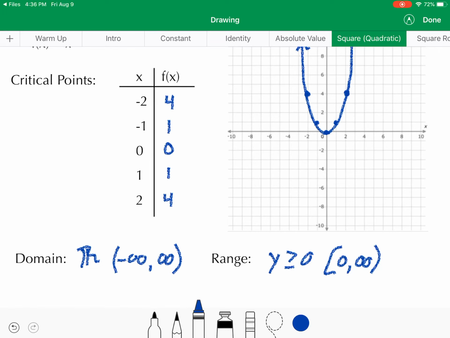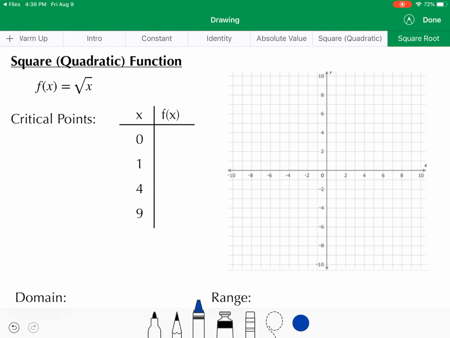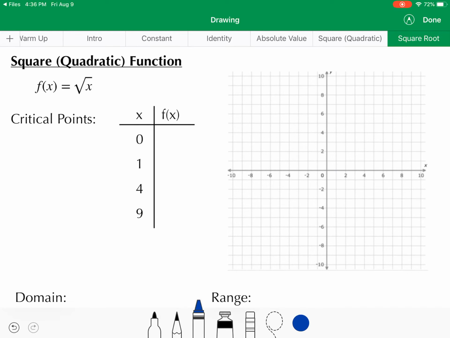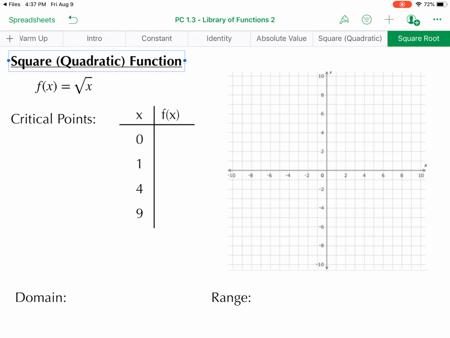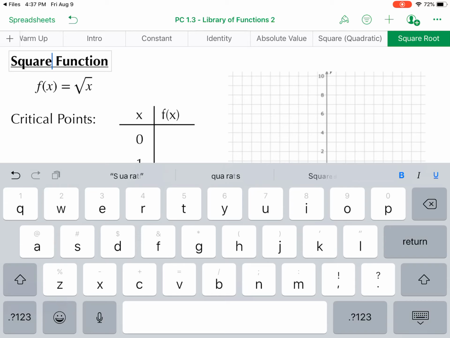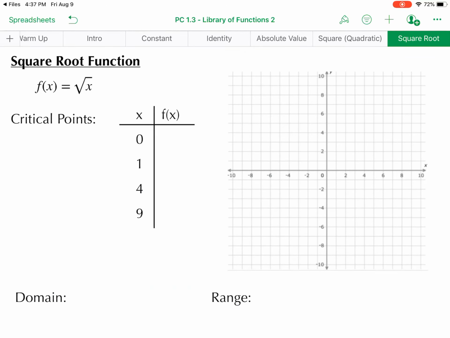All right. From the square, we can move on to the square root function. There's a typo here. Sorry about that. This is supposed to say square root. Let's fix that real quick. Okay. F of x equals the square root of x.